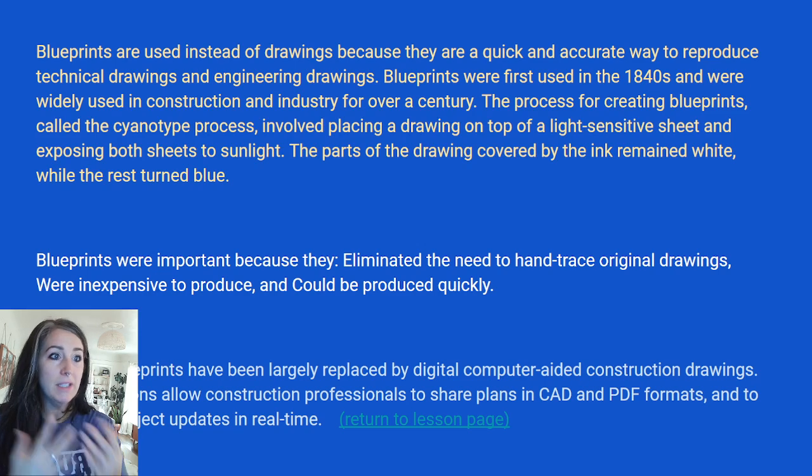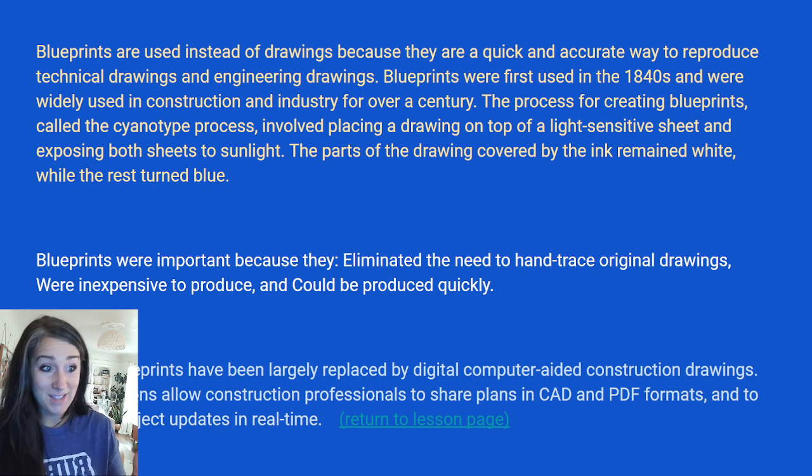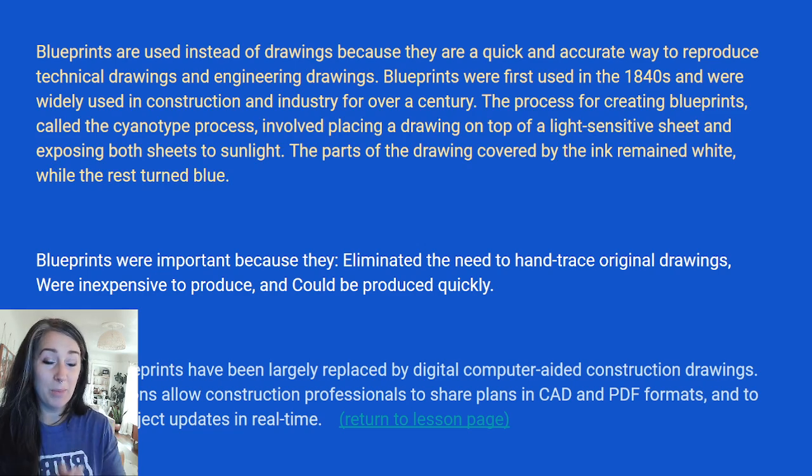So basically what would happen is we would place a drawing on top of a light sensitive sheet, exposing both of those sheets to sunlight. Then the parts of the drawing covered with ink remained white and the rest remained blue. So once again, think of it as an old-fashioned way of photocopying before a photocopier was in existence. We didn't need to hand trace, we didn't need to redraw. It could be reproduced quickly, and that's what blueprints were used for.